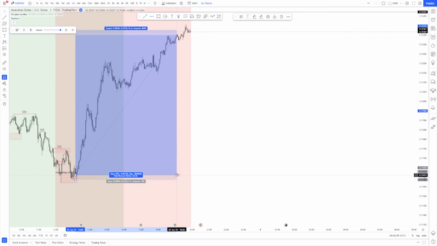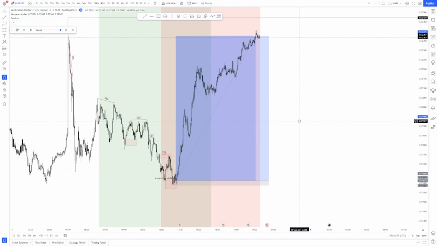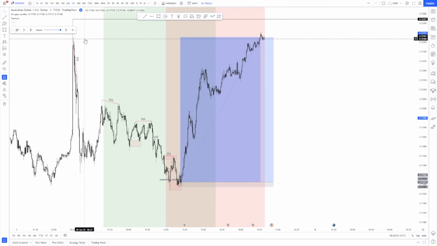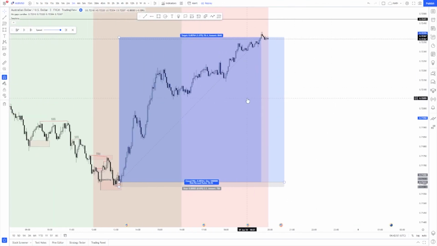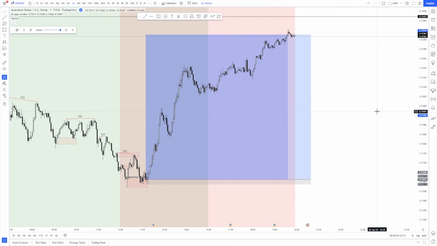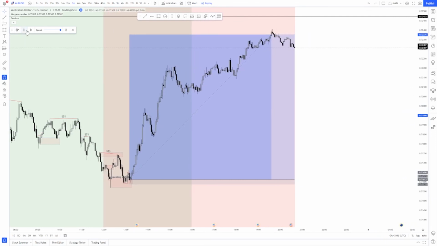Yep, we had our entry hit at that point. I think that's like the highest point here. Good. So apparently you can see that we had our TP hit, and right after that I'm sure price began to give us lower pricing.